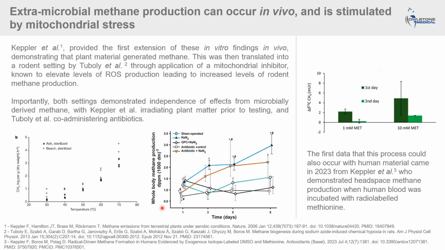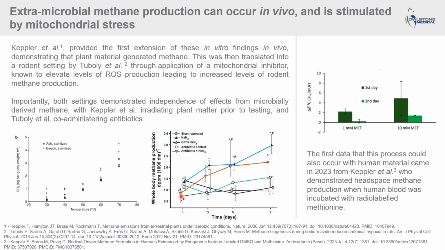Walking through, we can see in our sham operated animals, in teal, no significant change in methane over the 8 days. When we administer this mitochondrial inhibitor, sodium azide, we see a significant increase in blue over the 8 days, and importantly, correcting for potential production of gut microbial methane by administration of antibiotics, we still see this elevation over the 8 days after administration of sodium azide, indicating this link is not because of alterations in the gut microbiome, but is because of endogenous methane production.